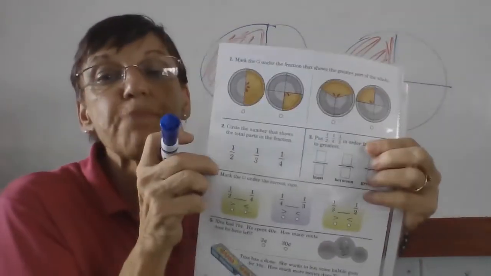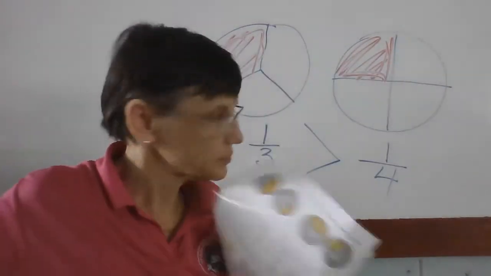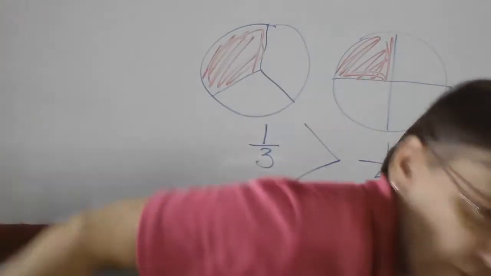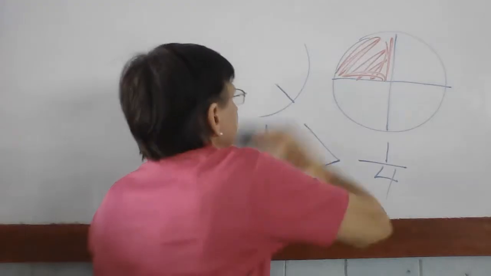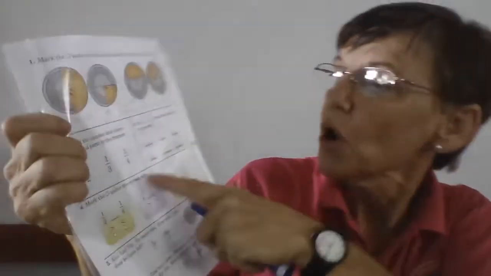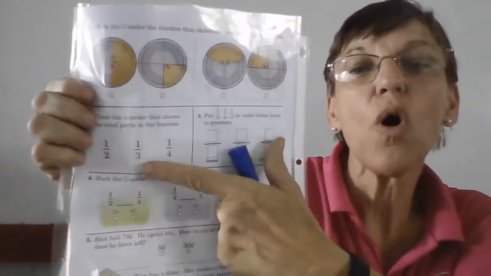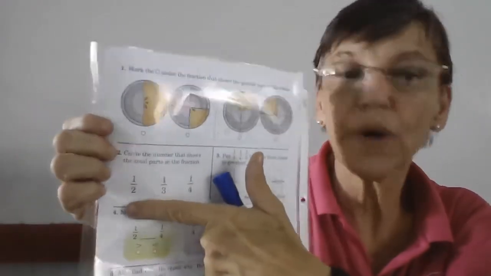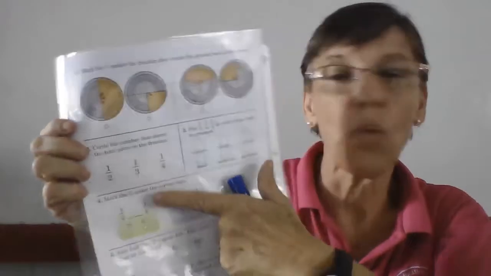Now we're going to go to this part right here. You ready? Okay. We have some fractions. We have our fractions here, okay? We have 1/2, 1/3, and 1/4, okay? 1/2, we call that 1/2. 1/2, 1/3, and 1/4.